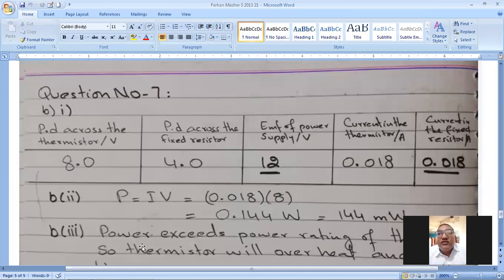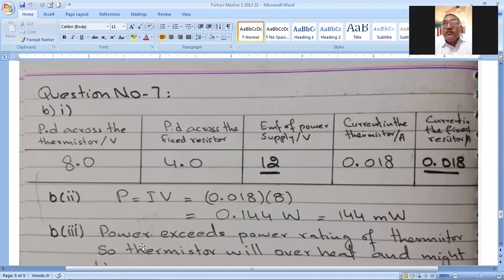So you can see here, question number 7. I have completed that table. These are the values you have to insert. Power is equal to IV. Put the values of the voltage across the thermistor and the current through the thermistor. Just multiply them, and the answer will be 0.144 watt, which is 144 milliwatt.